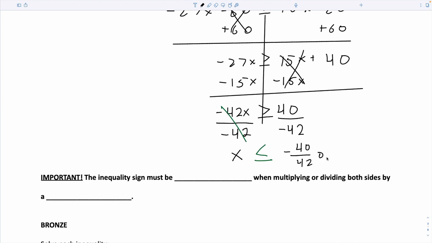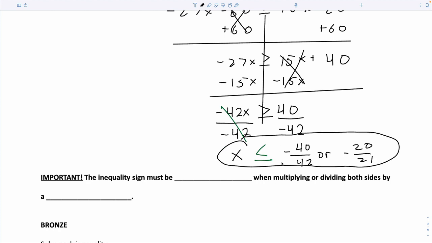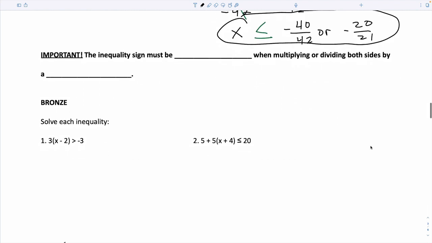Okay. There's your answer. All values of x that are less than or equal to that fraction are going to work to make it true. Here's your big idea. It's important, so it says important. Go figure. The inequality sign must be flipped. Always flip it only when you multiply or divide both sides by a negative number.